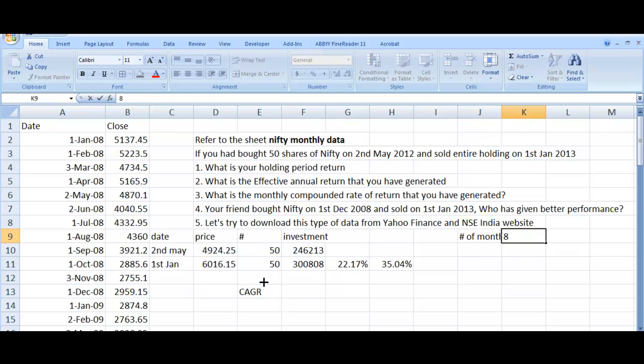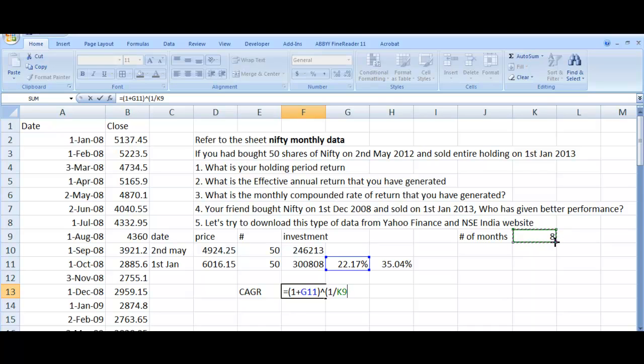Okay, it's a better practice to reference these things. So you can use this number of months as 8. So CAGR will be equal to 1 plus the return you have produced, to the power 1 divided by the number of months you have, and then minus 1. This is the monthly return that you have generated, but it is not in the percentage form, so this is in the percentage form. 2.454% is your monthly CAGR.